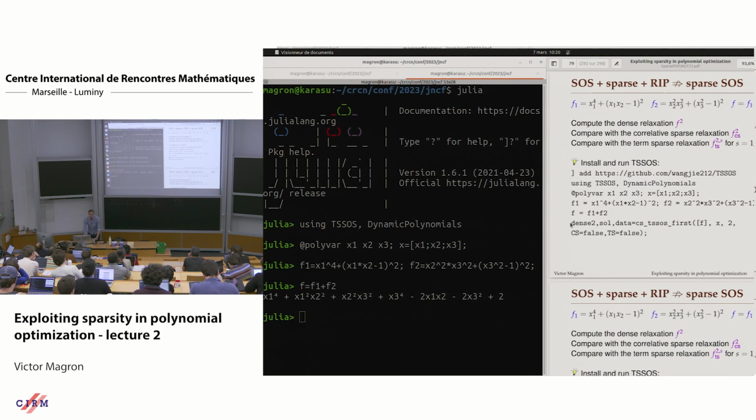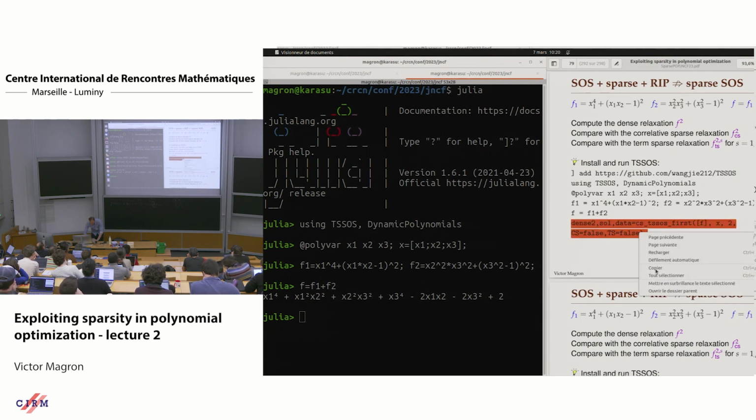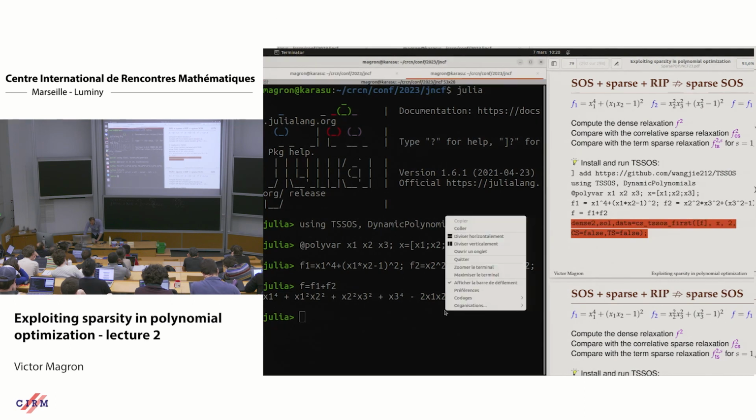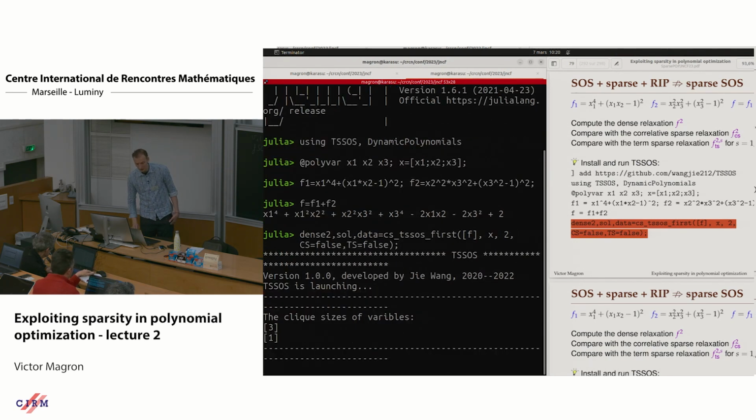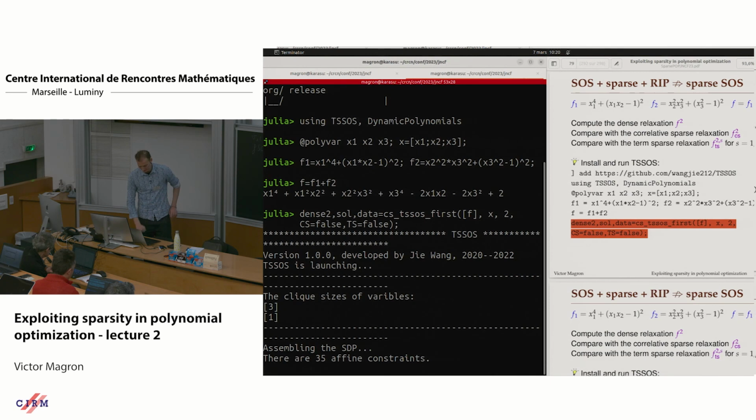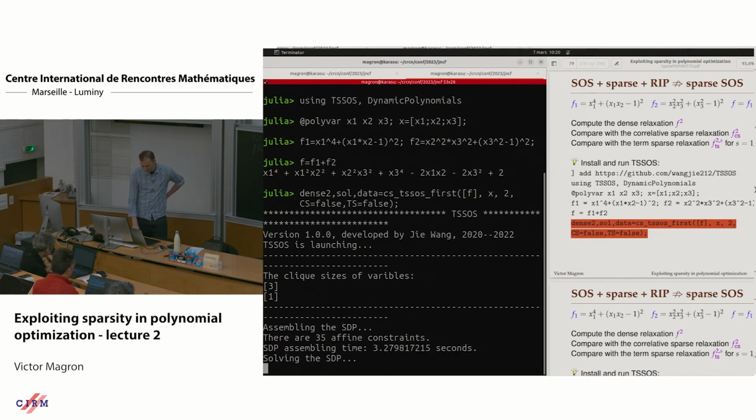And then I'm going to compute some dense bounds and some sparse bounds. So first I'm going to compute the dense bound. The optimal value is called dense 2. The first time it's always slow because it needs to build a model for the SDP. But then next runs should be a bit more efficient. So this is just pre-processing time.